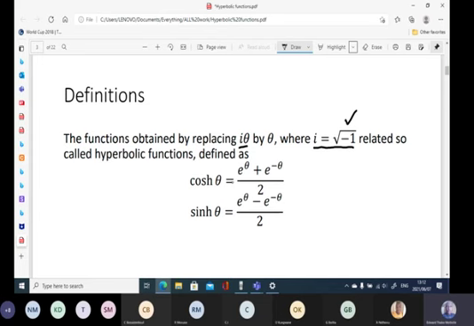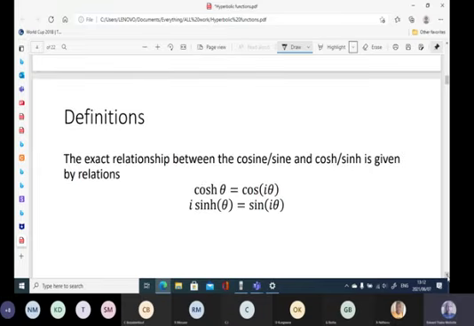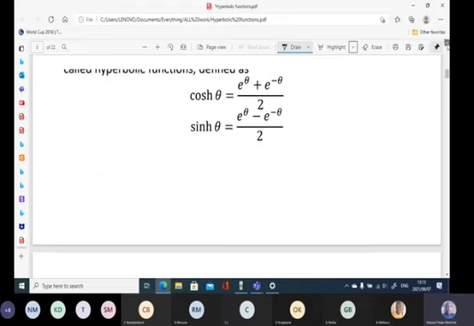Here what I'm trying to show you is that these two are actually related. Cosh theta and cos are somehow related, and sinh theta is related to sine theta. This is how they are related: cosh theta is equal to cos of i theta, and i sinh theta is equal to sine i theta. So this is the relationship between these two types of functions.